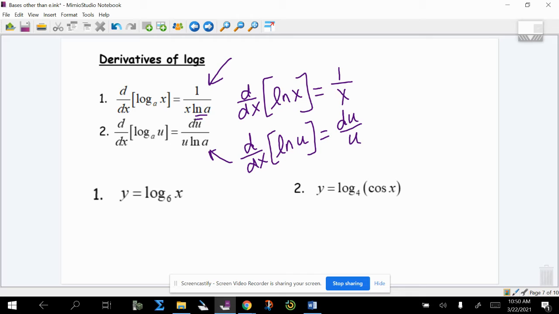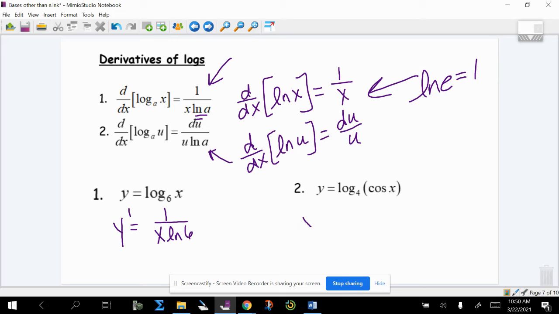So I'm going to take you through 4 examples again. Our first one is just log base 6 of x. So you're going to have 1 over x and then a natural log of 6. Again, the reason we didn't need to do that with natural logs is that the natural log of e equals 1. So it was not necessary with base e.